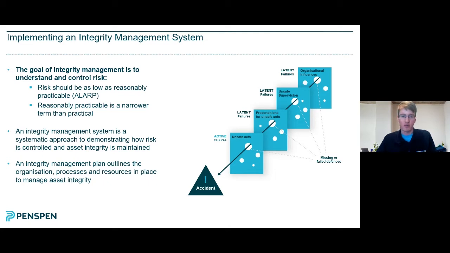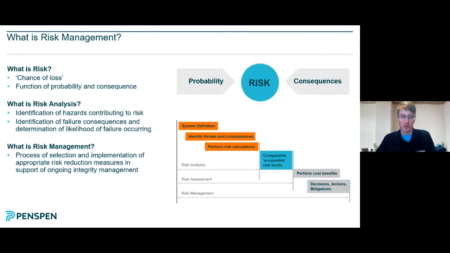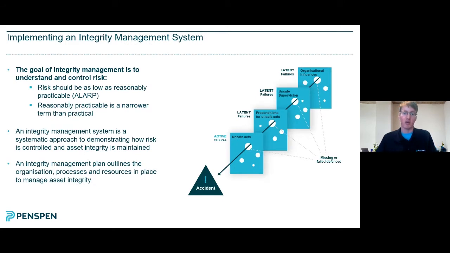So there's an element there of computation of the benefit or the magnitude of risk reduction versus the cost, whether that's time, money or effort to implement that mitigation. So where something is grossly disproportionate, it can be argued that it's not required.